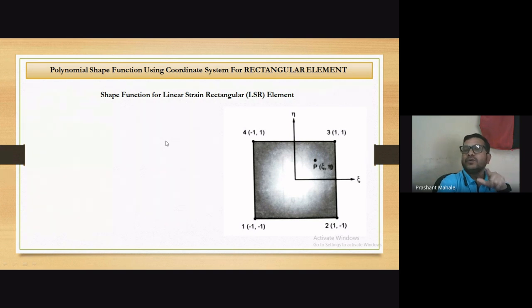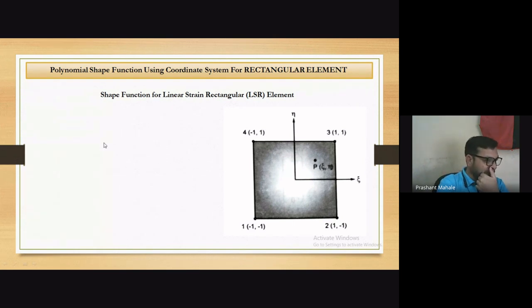Before this, in the triangle we used CST, constant strain triangle. Here we have the linear strain rectangle, or rectangular element. So the LSR element is also a term used for this rectangular element, or the short form LSR is used. So be careful about that LSR. Now I'll go for the shape function of that.